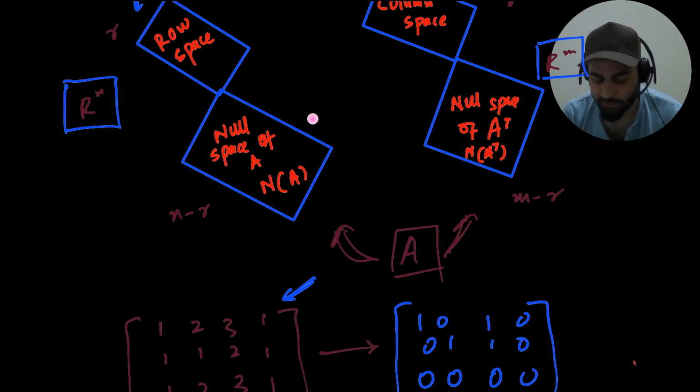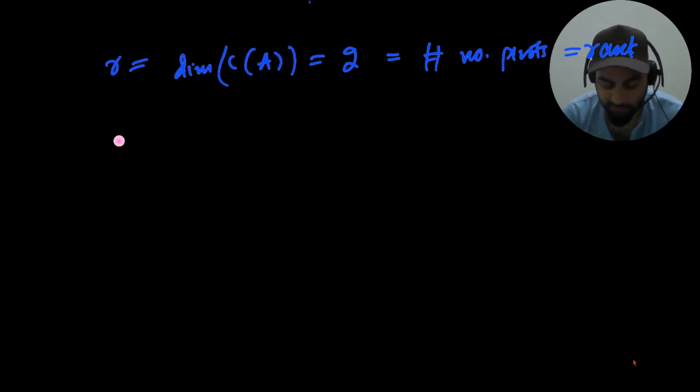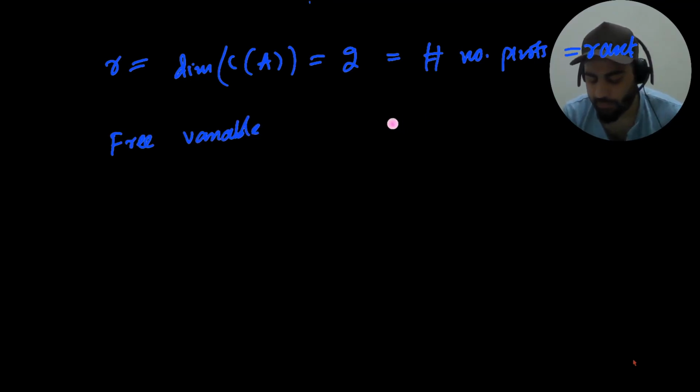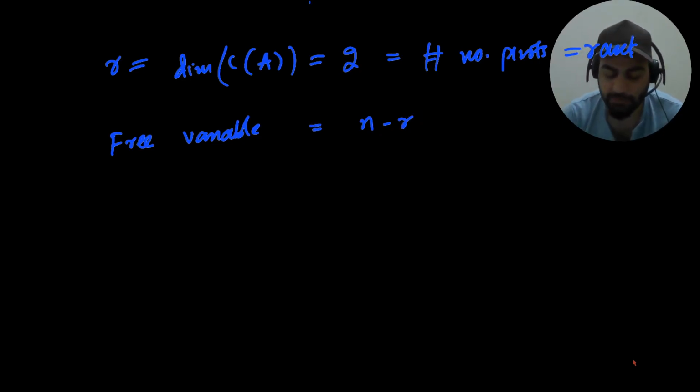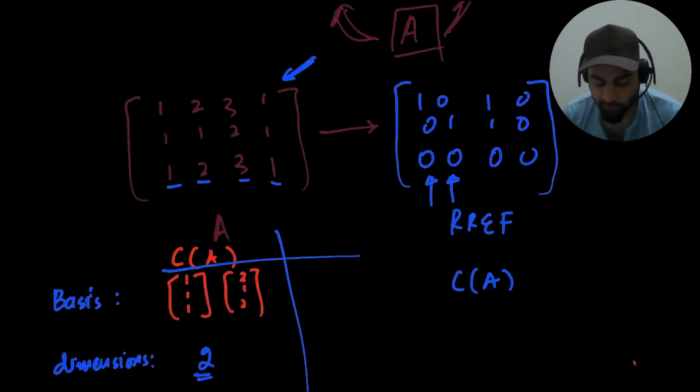Similarly, if we want to get the null space out of it, how did we construct the null space? For the null space, we had something called free variables. How many free variables were there? There were, for example, n columns. Out of n, r were pivots, so n minus r were the free variables, and we constructed the null space using these n minus r variables. So that's how we got this n minus r.